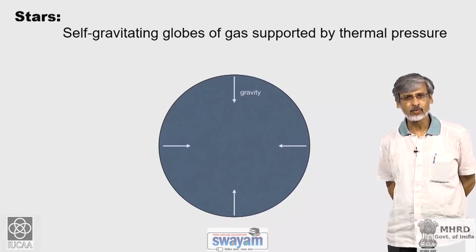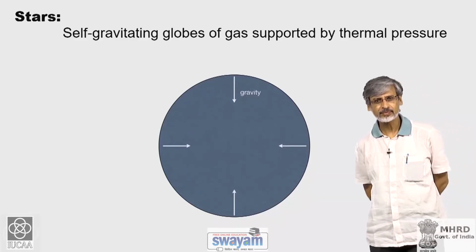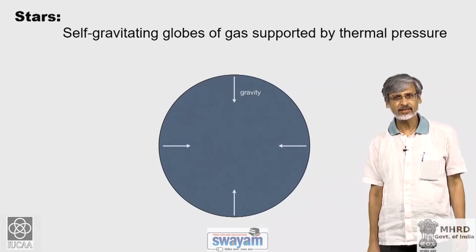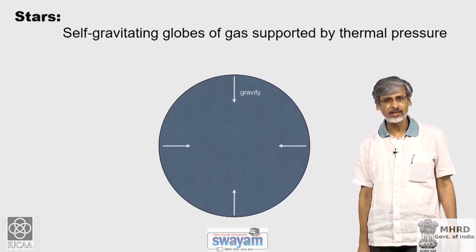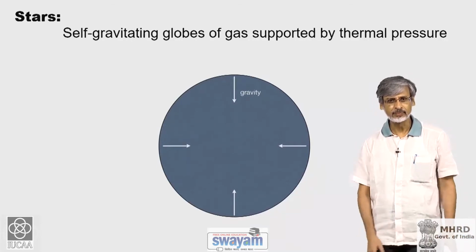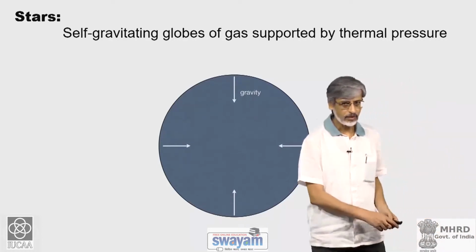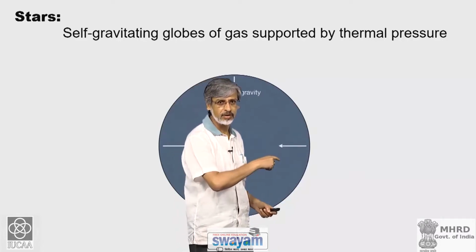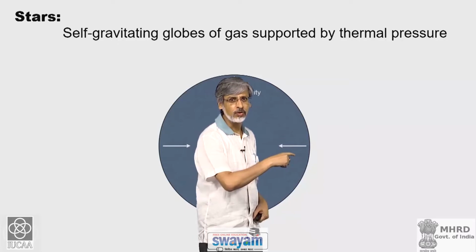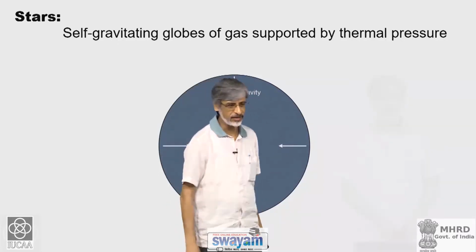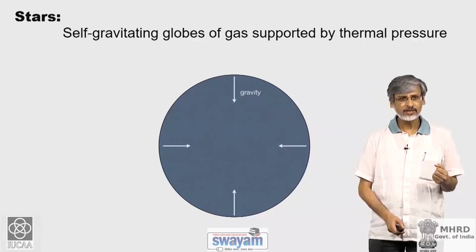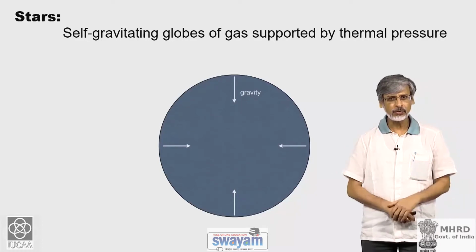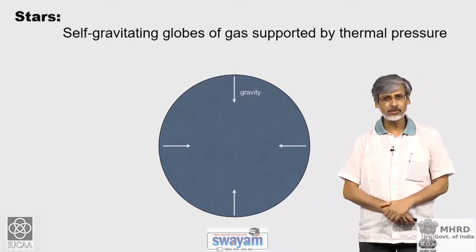So, let us take a globe of gas as you see on the screen, and these inward arrows indicate that the mass of the star is causing a gravitational force to pull the matter inwards towards the center. Unless there is an opposing force, this gravitational force will tend to squeeze the object to nothing, to a point.